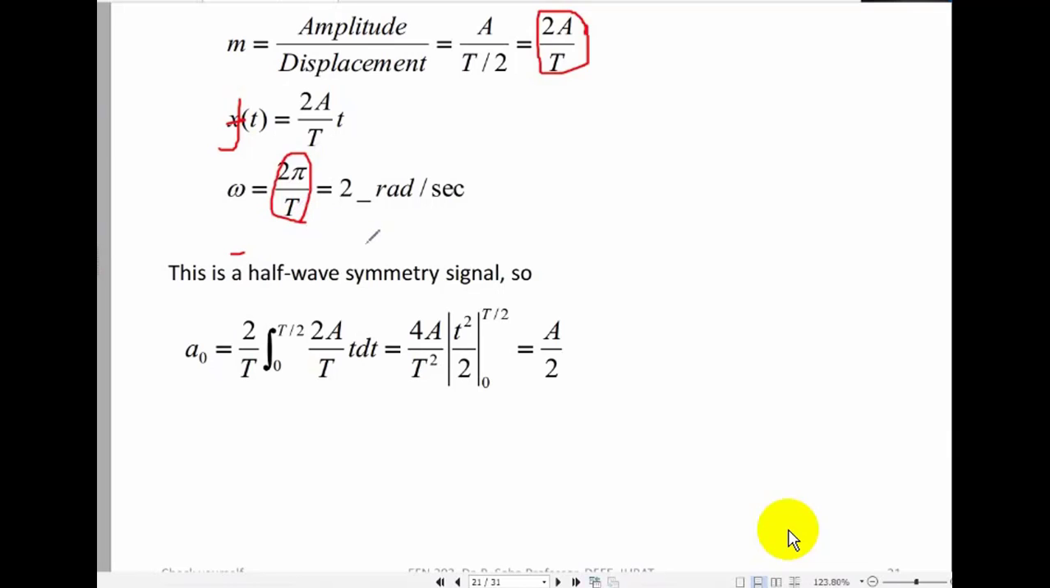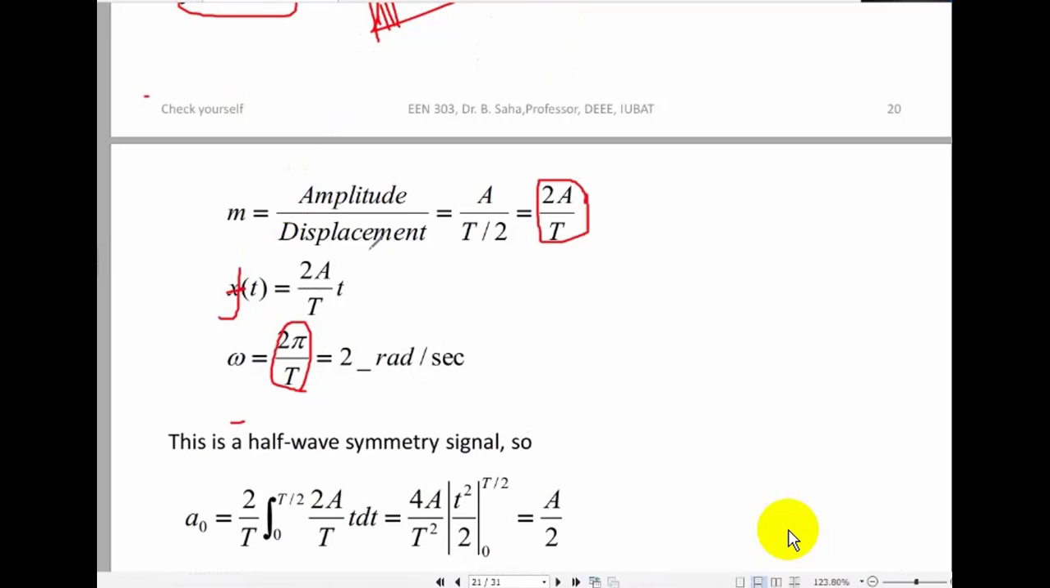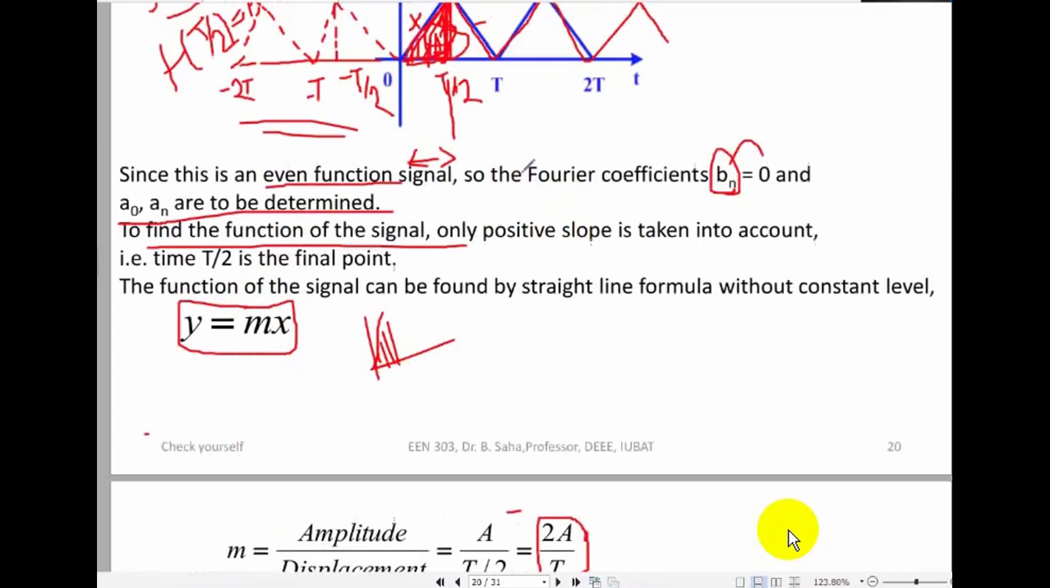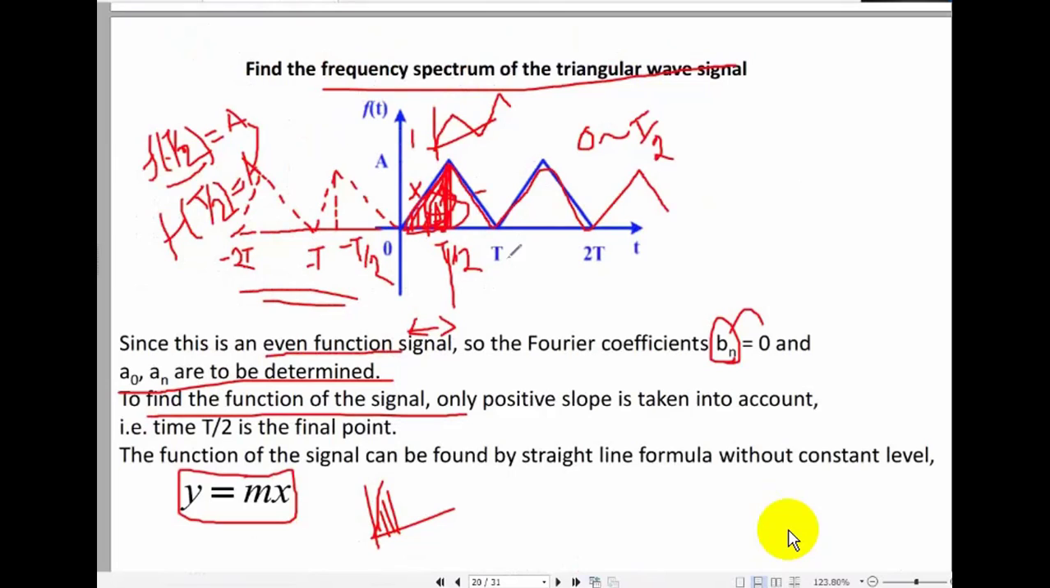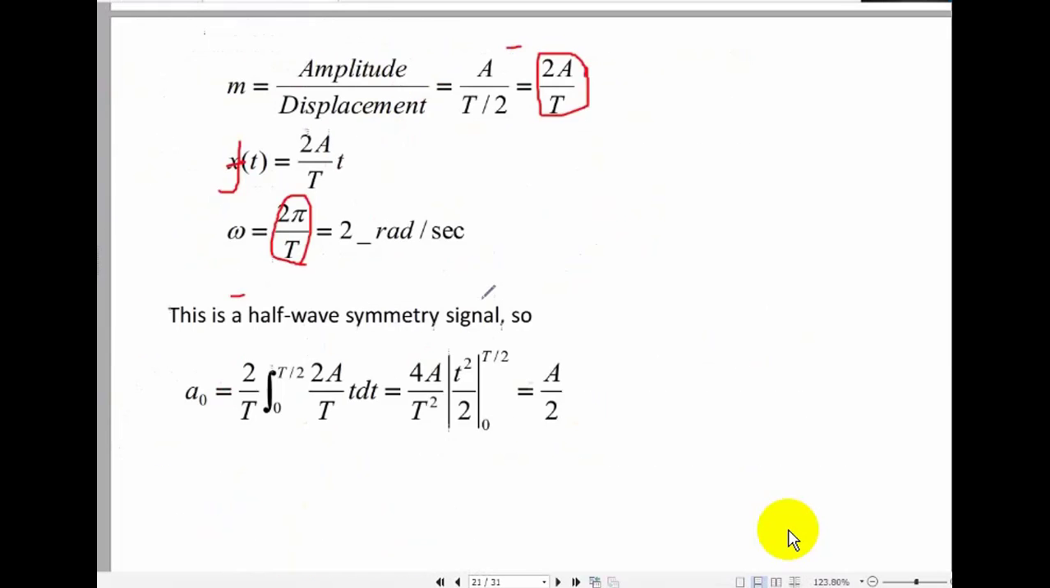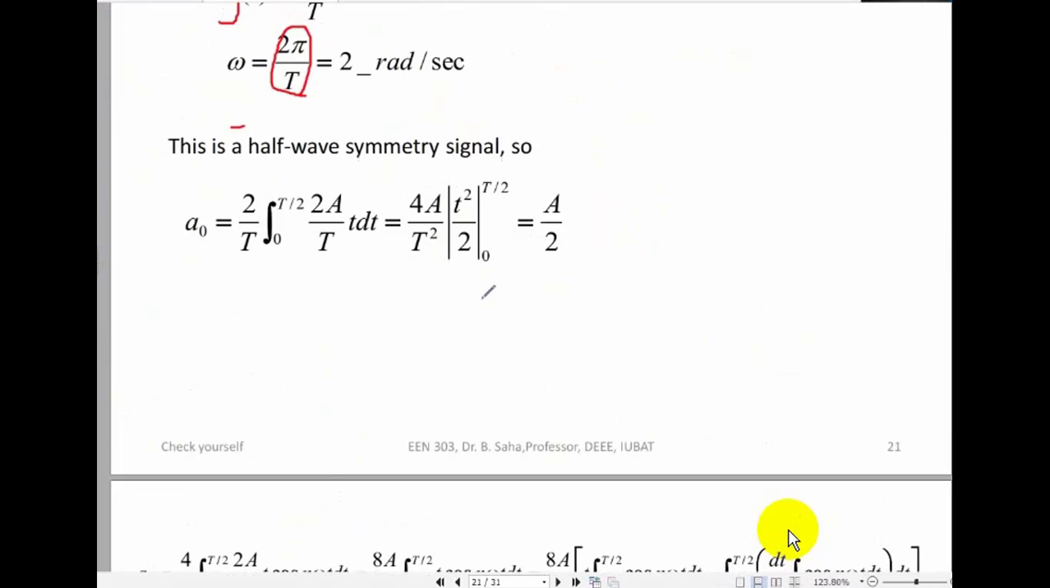So T equals how much? T equals pi. Why pi? Because it is a half cycle. Half cycle, right. So T equals pi, so 2 radian per second is omega here.